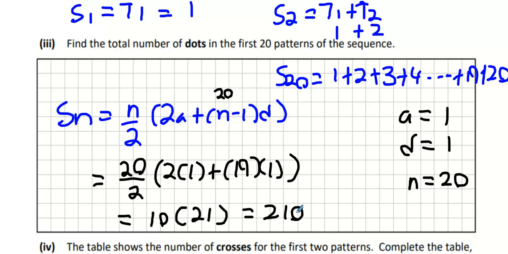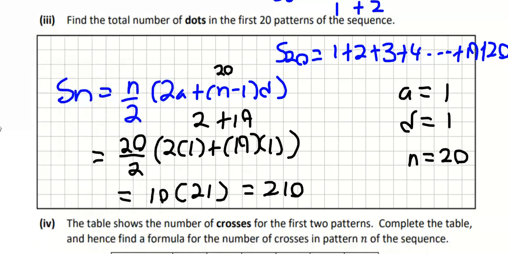What's up? 2 times 1 is 2. 19 times 1 is 19. No, 2 times 1 is 2. 19 times 1 is 19. 2 plus 19 is 21. Alright.